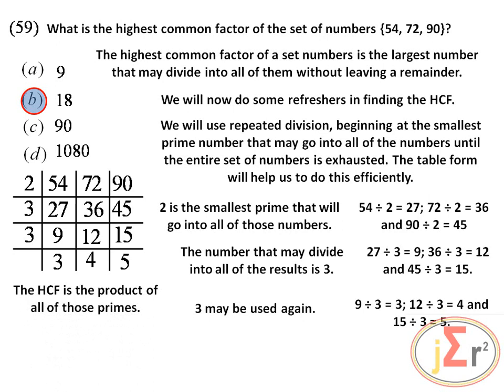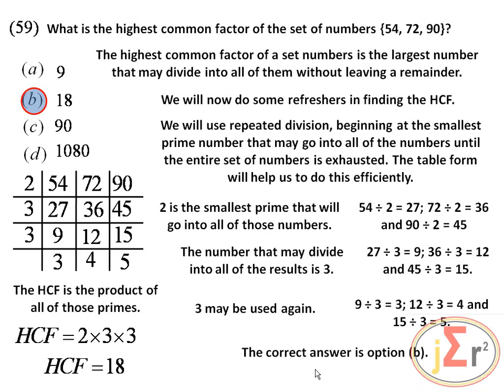The HCF is the product of all of those primes. The HCF is 2 multiplied by 3 multiplied by 3. And 2 times 3 is 6, multiplied by 3 is 18. The HCF is actually 18, as we have determined before. The correct answer is option B.